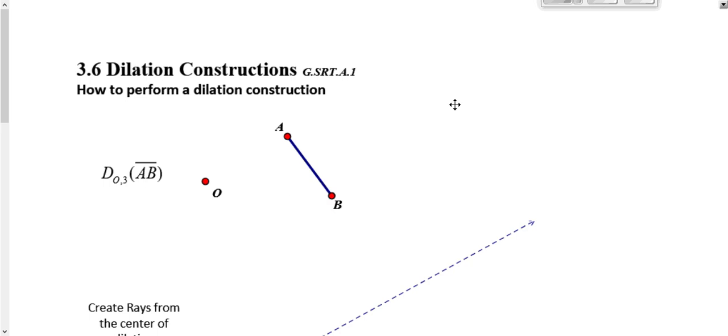All right, here we go. So now we're going to construct dilations, okay? So here's our notation for the dilation that they want us to do, okay? And remember, your compass copies measurements and moves them elsewhere on the page, wherever you need them, right?